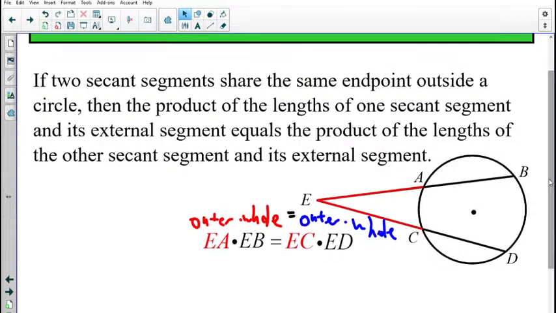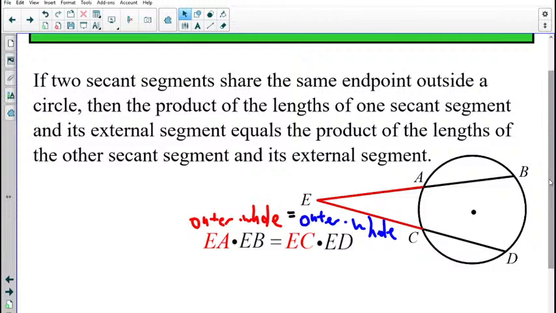If two secant segments share the same endpoint outside the circle, then the product of the lengths of one secant segment and its external segment equals the product of the lengths of the other secant segment and its external segment. So product means we're multiplying again. But this time, we're still taking the outer piece, but then we're multiplying it by the entire segment. So our formula here is outer times whole equaling outer times whole.